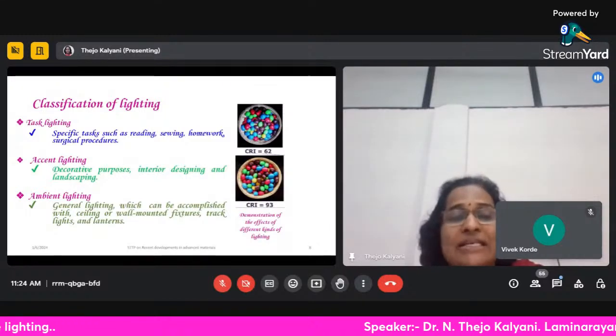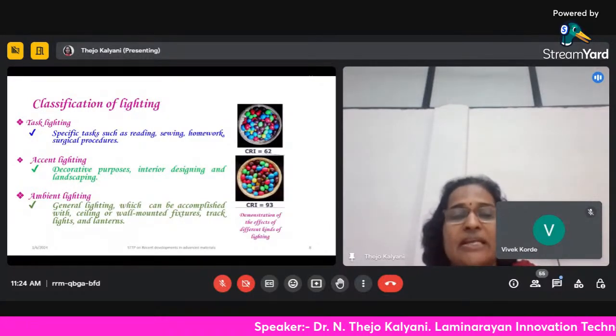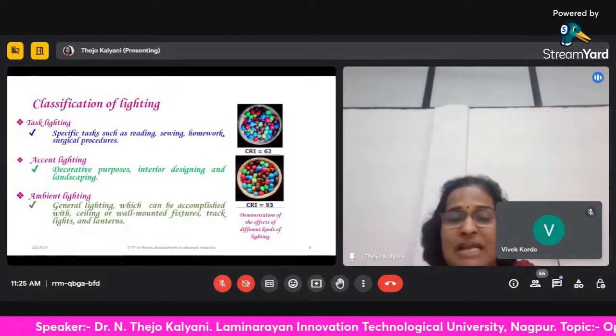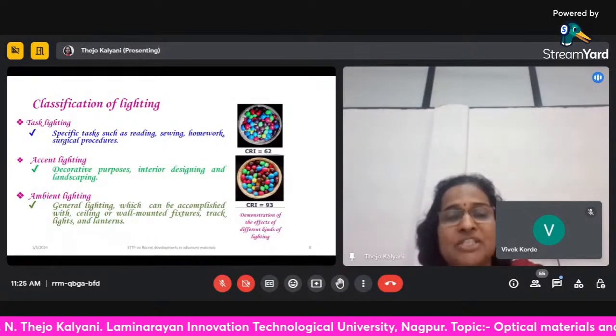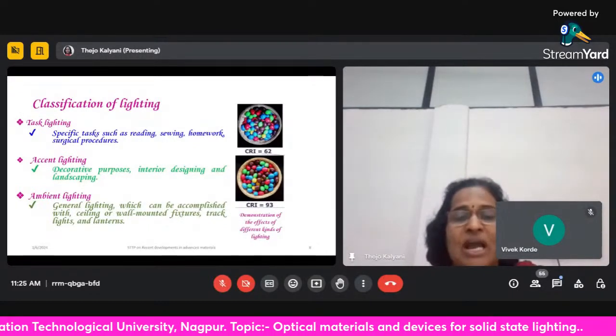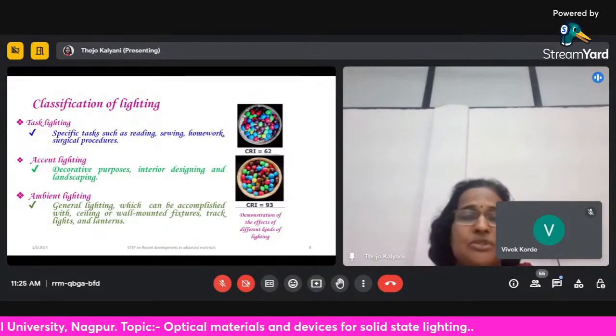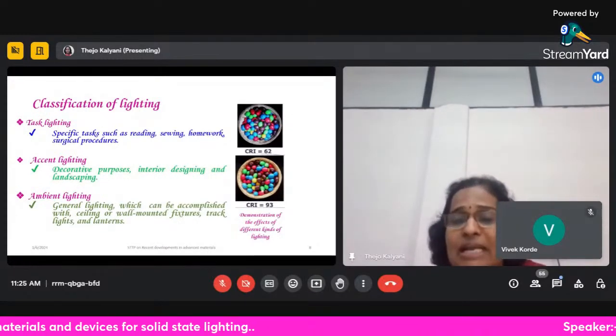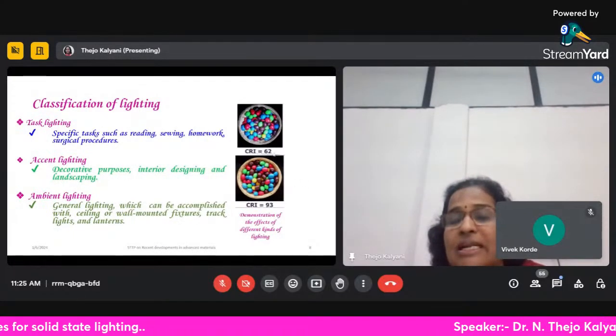Accent lighting is just for interior designing and decorative purposes. Ambient lighting is general purpose lighting, and it can be accomplished with fixtures arranged on the walls or ceilings. Even track lights and lanterns fall into this category. Then there is the color rendering index.